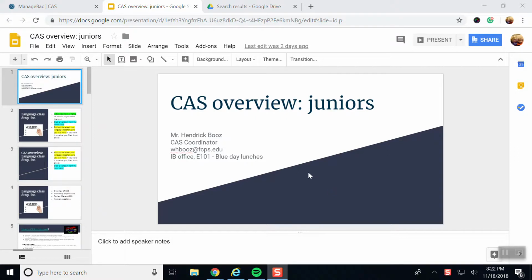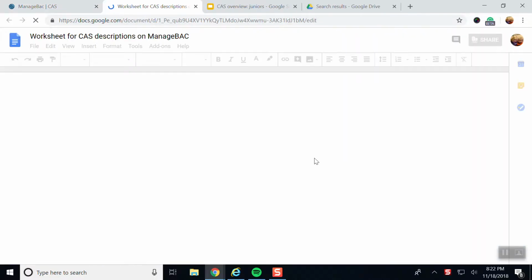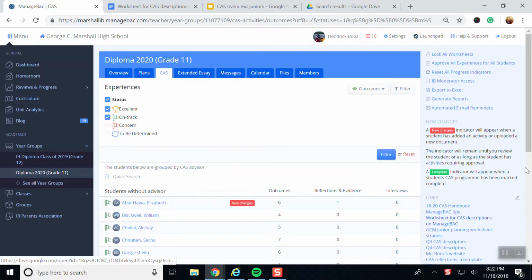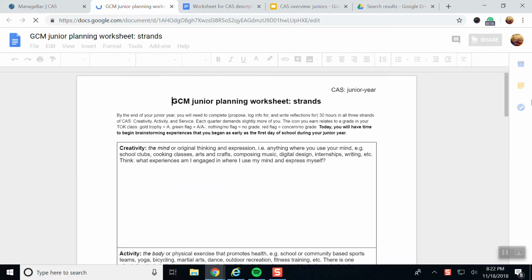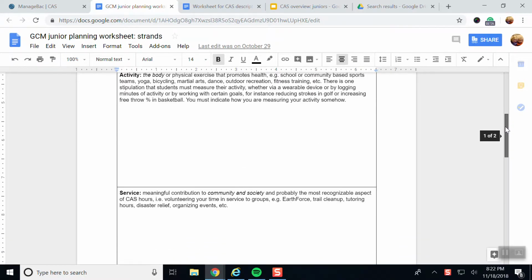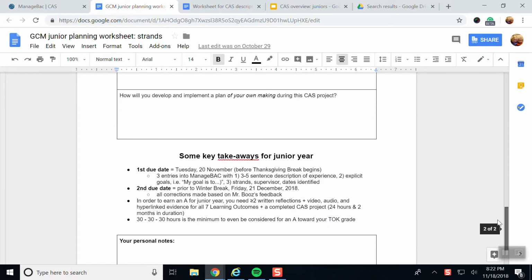So hopefully right now you guys have received a couple messages or you have this worksheet. It's the one that says worksheet for CAS descriptions on ManageBack. And you also have this worksheet, the junior planning worksheet. This deals with all three strands: creativity, activity, and service on the front. And then on the reverse, it has the CAS project and some ideas to get you to brainstorm about that.